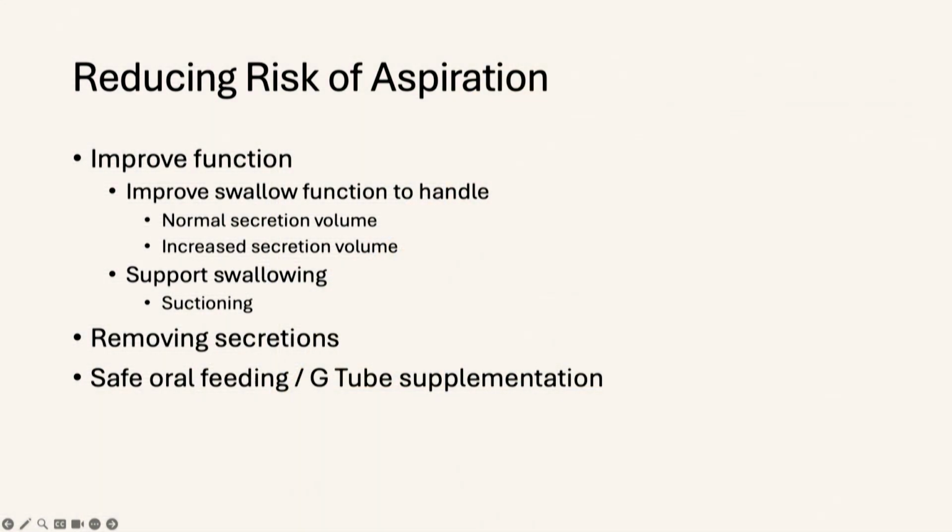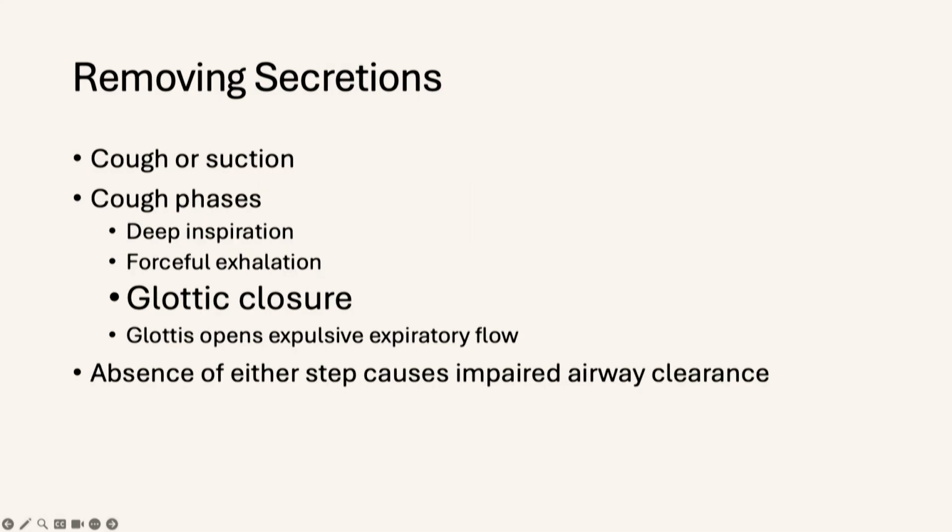Because even if you're not swallowing for nutritive benefit, you need to swallow to clear the upper airway. And that's something that, with our neuromuscular patients, when we pivot from oral feeding to G-tube feeding, we try very hard to continue to focus on. So for removing secretions, we cough or suction.